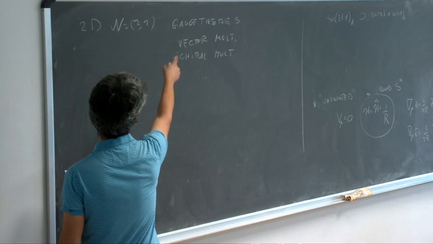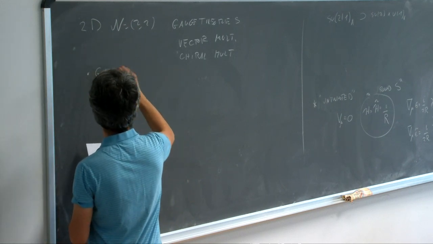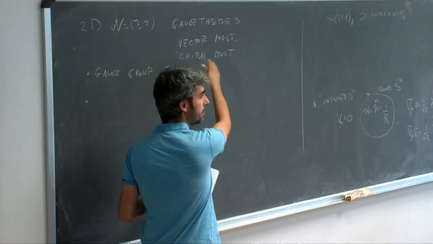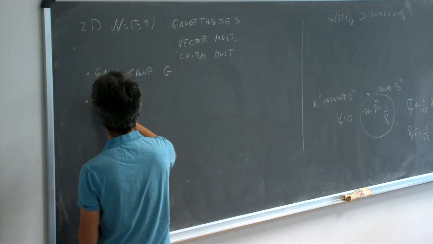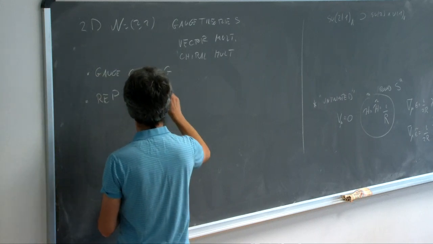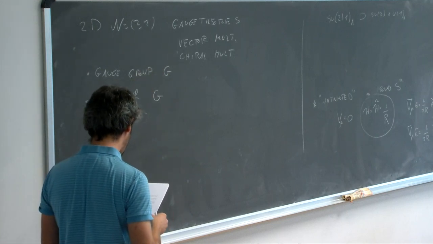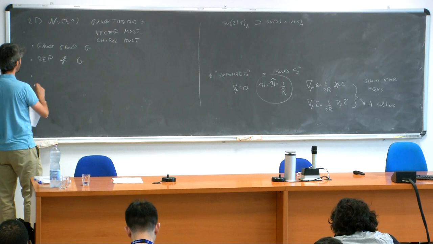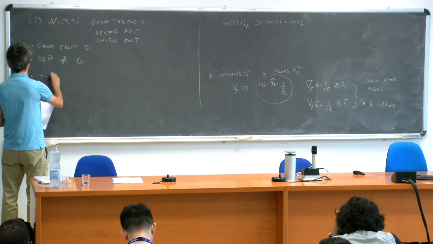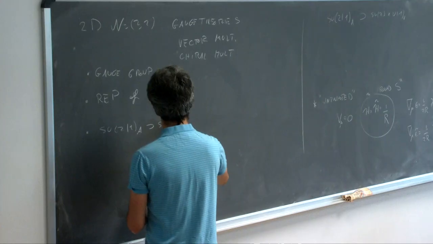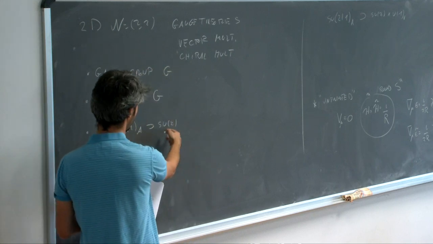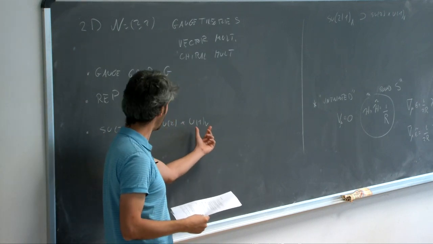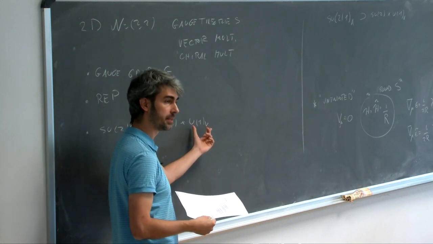Let me just list the data that enters in these theories. So of course there is a gauge group. Then the matter is in chiral multiplets, so these chiral multiplets are in some representations of the gauge group. Of course, this representation in general can be reducible. Then an important observation is that the supersymmetry algebra, as you said, is deformed, is this SU(2|1). And so in particular, here we have the symmetry group of the sphere, but we also have the R symmetry. So this is different from flat space. Now, it's in some sense more similar to superconformal symmetry.